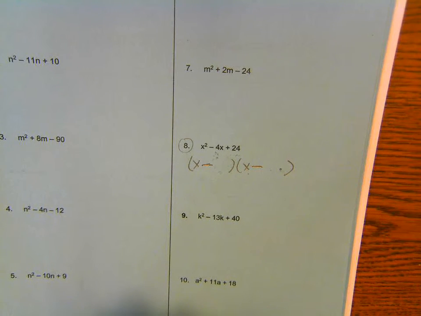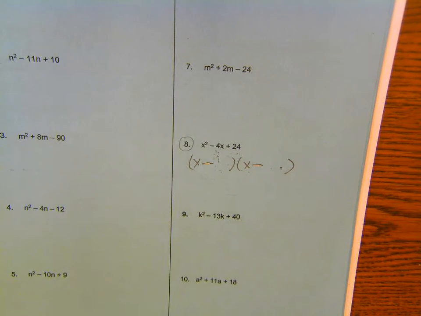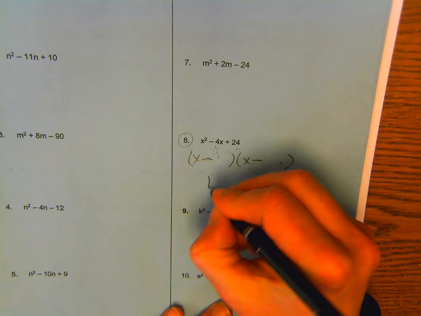Yeah, so I've tried all the factors of 24, and none of them add up to have a middle term of negative 4x. What that means is this is not factorable. So it's not factorable, or we would call it prime.